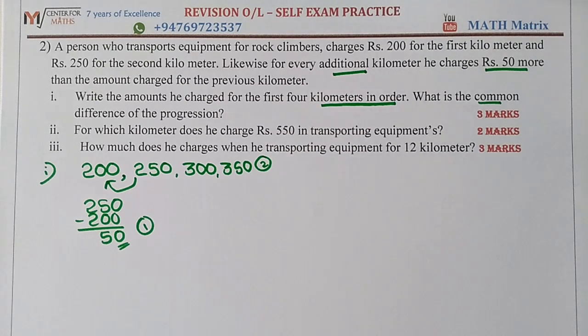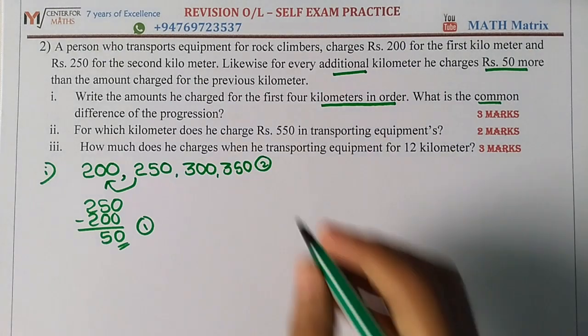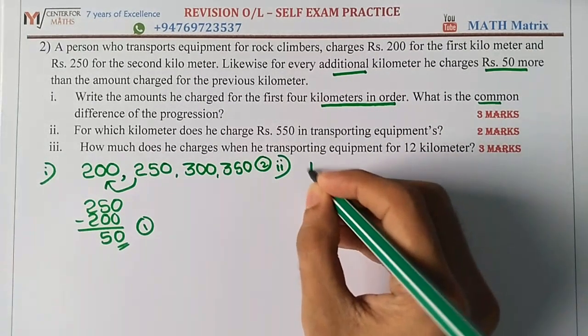Okay, right. And the second one: for which kilometer does he charge 550 rupees in transporting equipment? So how to find that one? For which kilometer does he charge 550 rupees? That means they have given the value and they are asking us to find the nth term. So we'll go with the common formula.